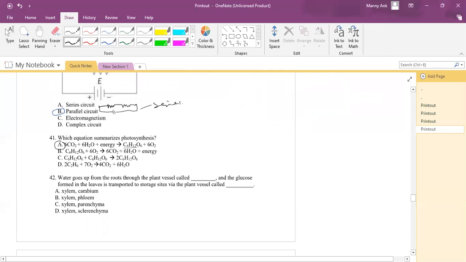Know the difference between respiration and photosynthesis, the formulas. If you switch backwards, then you will have the respiration formula. So know this equation very well. The second one that you see here is for respiration.